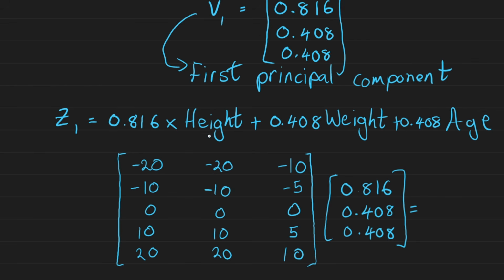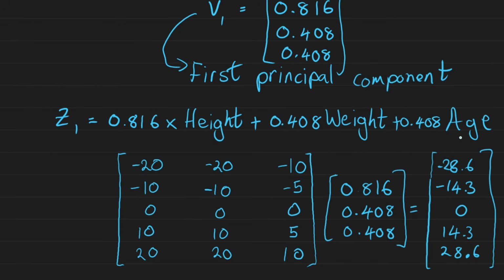So when we do this multiplication, the first row by the column and so on, then we find we get a data set that consists of the values minus 28.6, minus 14.3, 0, 14.3, and 28.6. So this data set is very, very important. So this is our result. Our result is, this is the new set of values of Z. Remember that Z is equal to this new column vector here.